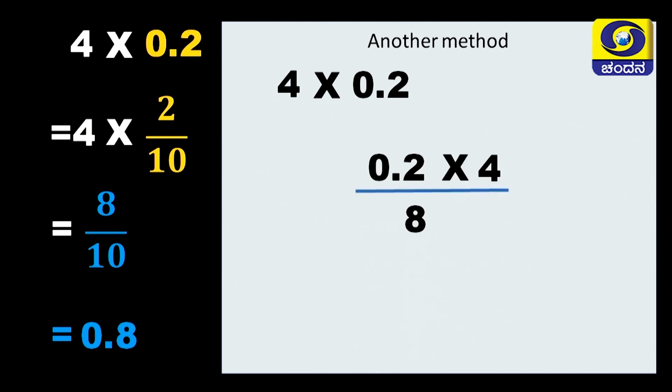So, in the result, we will place the decimal point by counting one digit from the right side. Since there is only one digit here, we will place the decimal point before this. Since there is no whole number before the decimal point, we will place 0 before it. So, we get the value 0.8. So, we will take some more examples for better understanding.